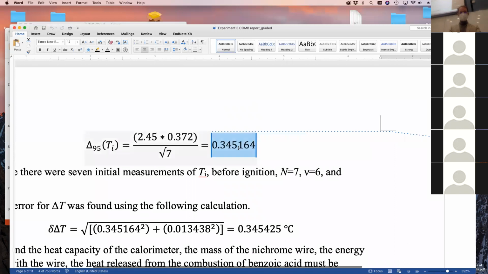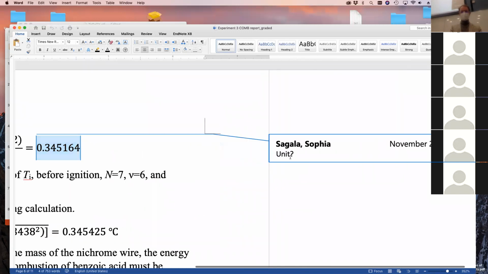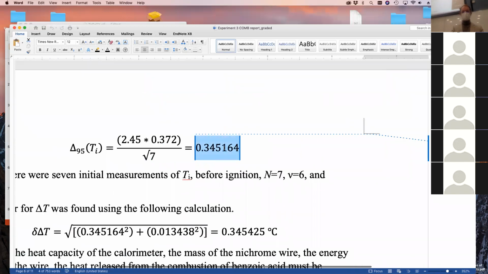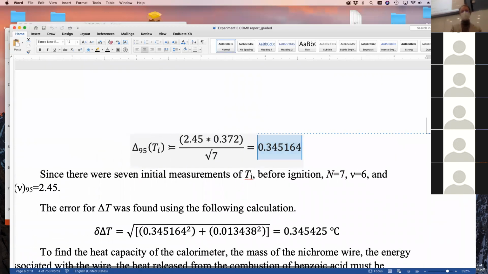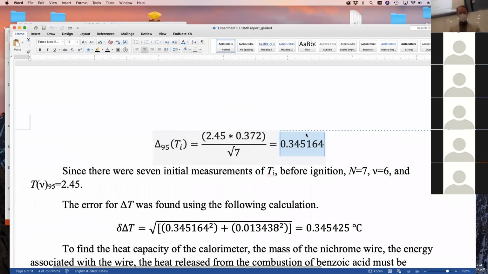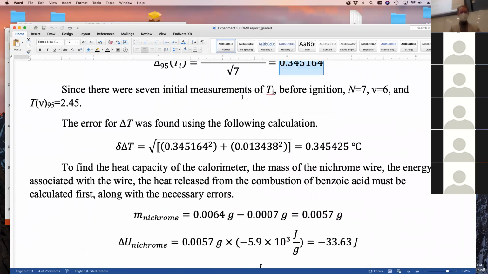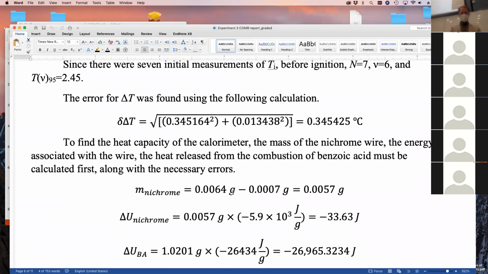So then here's one part where the TA made a comment that the units are missing. So make sure when you report a number, it always has units. So this is the uncertainty in the temperature rise. So it should have, in this case, units of degrees Celsius. Okay, the student then explained how they propagated the error.